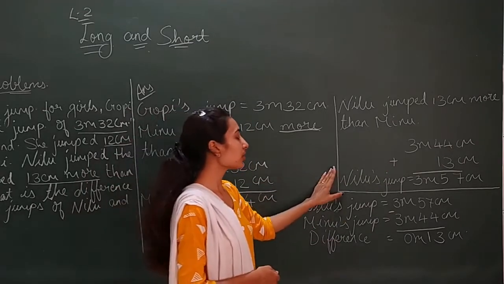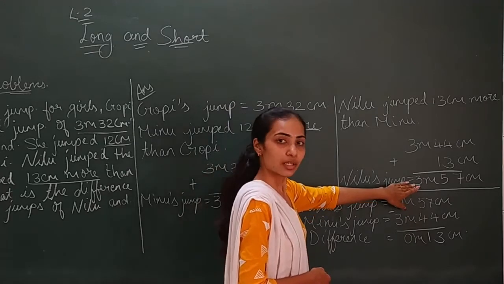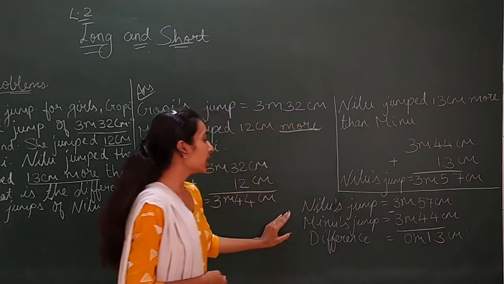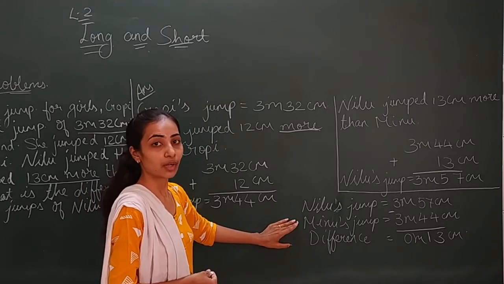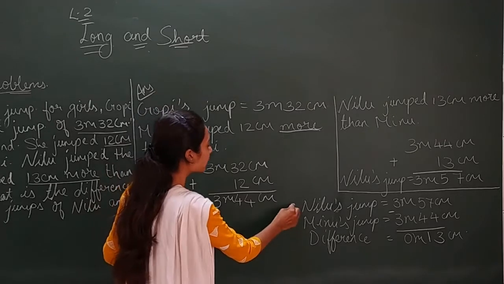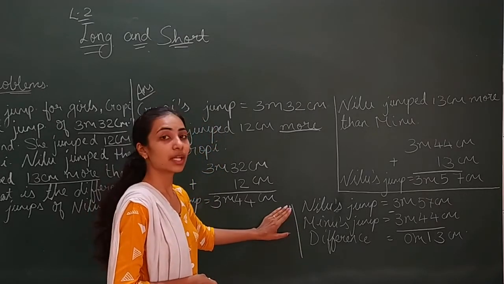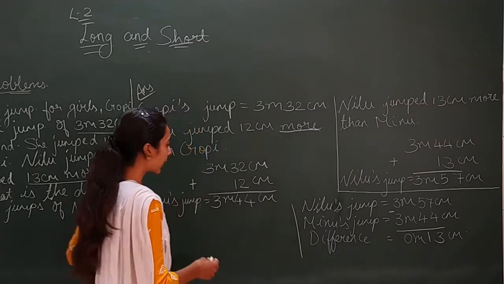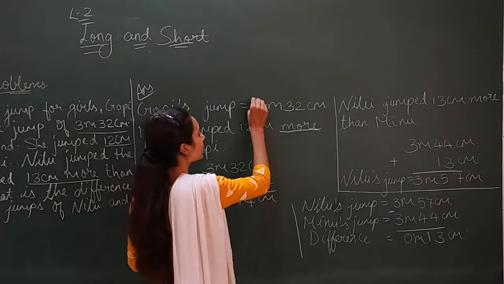Then what is the jump that we found of Nilu? 3 meter 57 centimeter. Now Nilu's jump and Minu's jump we found. Then what we have done? We have found the difference between Nilu and Minu. Now our question is, what is the difference between Nilu's jump and Gopi's jump? So we will find that. First, what is the jump of Gopi? It is 3 meter 32 centimeter.